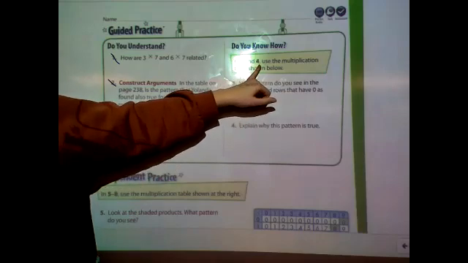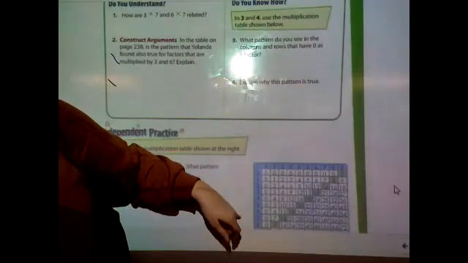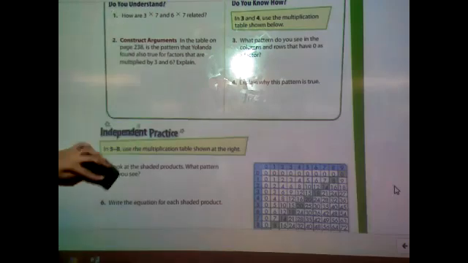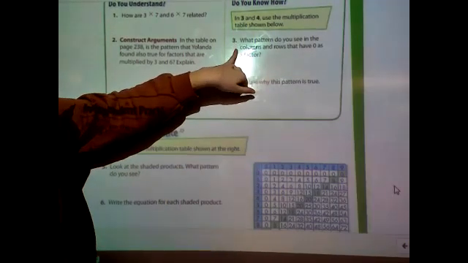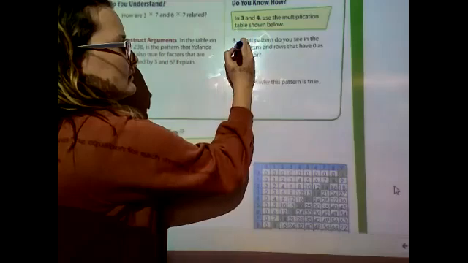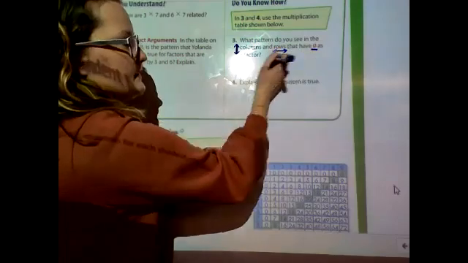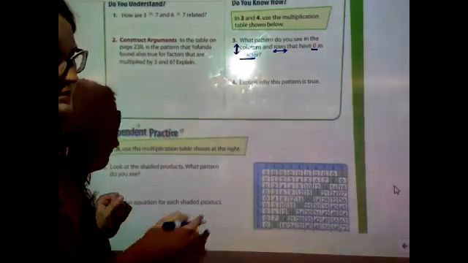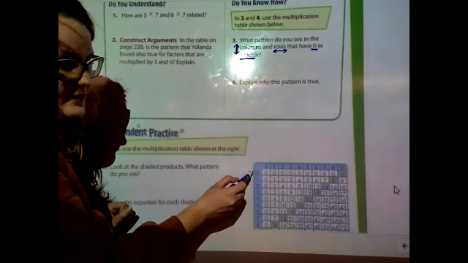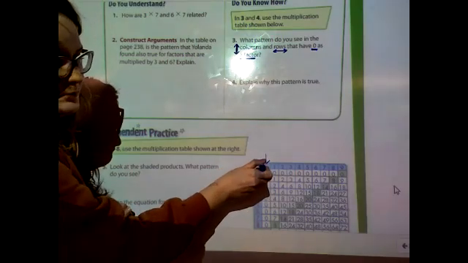So in 3 and 4, use the multiplication table below. So let me scroll down. Well, can't see it fully, but you have it on your page. Number 3, what pattern do you see in the columns? Columns go up and down. And the rows, this way, that have 0 as a factor. So when you look at this multiplication chart down below, 0 as a factor right here, and 0 as a factor right here. So let's look at the column with 0 as a factor.